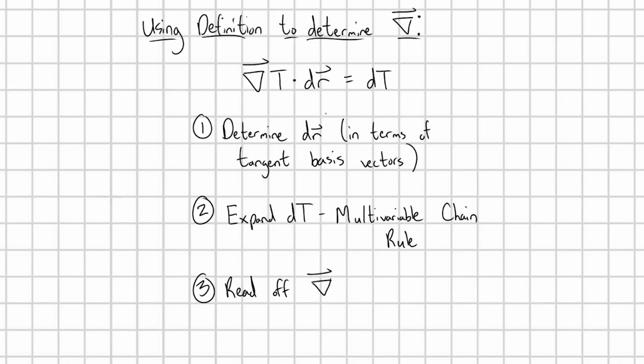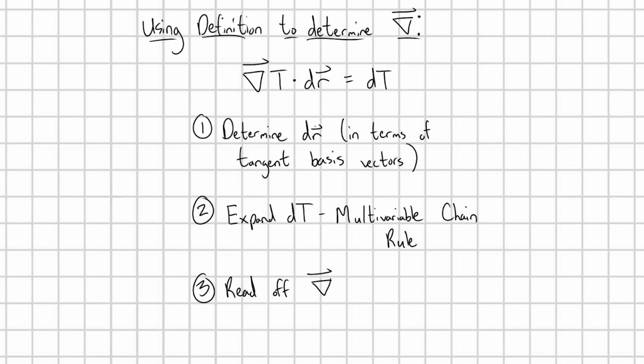So here's our little 3-step program to determine Nabla. First, we're going to rewrite dr in terms of our coordinates' tangent basis vectors, which we already came up with for polar coordinates in the last video. Great. Next, we're going to expand dT out with the multivariable chain rule, and then from there, we're just going to be able to read off Nabla. Very, very easy, and we'll go through each of these steps.